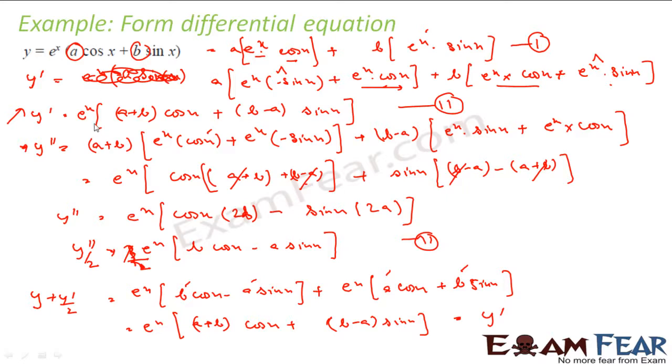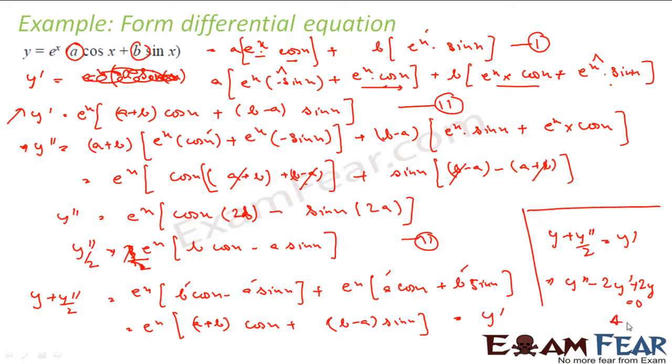If you see, e to the power x, a plus b cos x, e to the power x, a plus b cos x, e to the power x, b minus a sin x, e to the power x, b minus a sin x. So what we observed by observation is that y plus y double dash by 2 is y dash. And that is my equation. Correct? So if you want to solve this further, you get y double dash minus 2y dash plus 2y equals 0. That's what you get. So nothing great in this question.